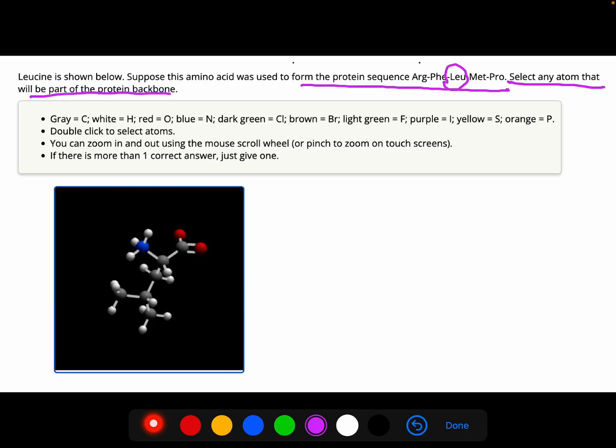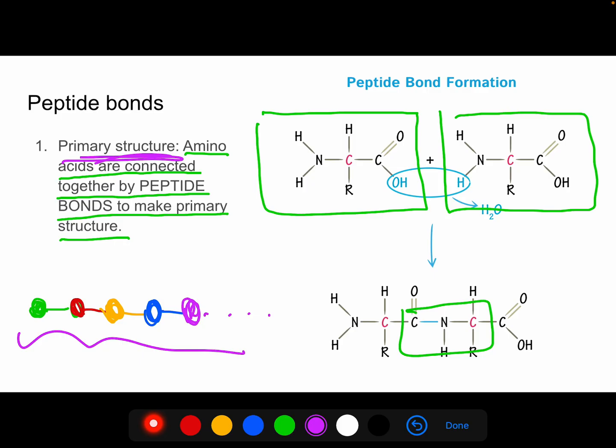So when we are looking at the protein backbone, this is the backbone that we are forming. Any atom that is in this line will form the backbone of the protein. So the R groups are not in the backbone. The double-bonded O's are not in the backbone. Okay, what is in the backbone?